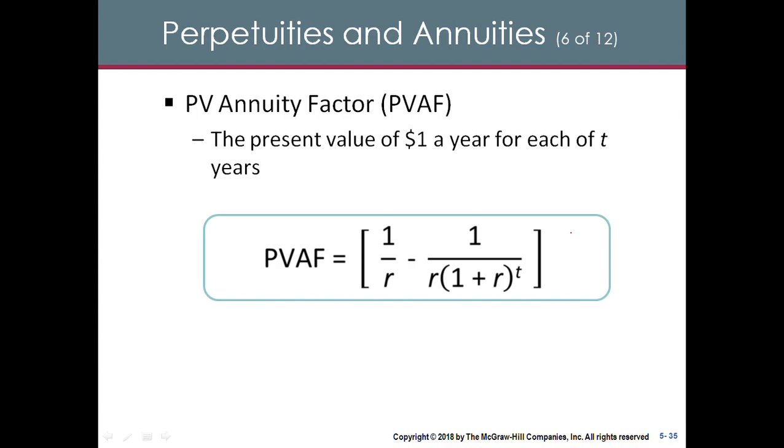Basically, it says how much will $1 generate. I mean, what is the present value of this $1 which you're going to receive each year for the next T years? So I would say the present value of the annuity factor, we refer to it as PVAF, is 1 over r minus 1 over r into 1 plus r to the power t. So basically this part of your PV formula is called the annuity factor.